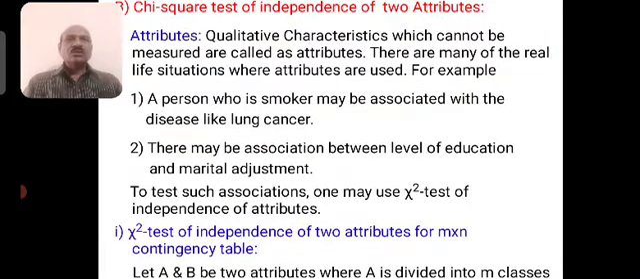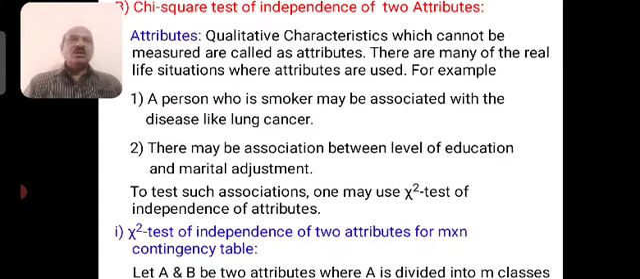As you know, what does attribute mean? It is a qualitative characteristic which cannot be measured but which can be marked by the presence or absence of a certain characteristic. For example, honesty we can't measure, intelligence, blindness, nationality. These are some attributes, quantities which cannot be measured but which can be marked by their presence or absence.